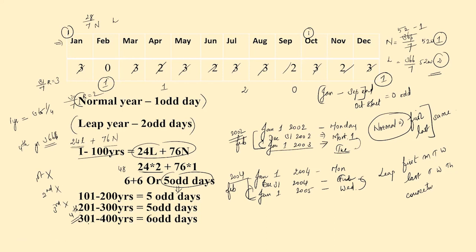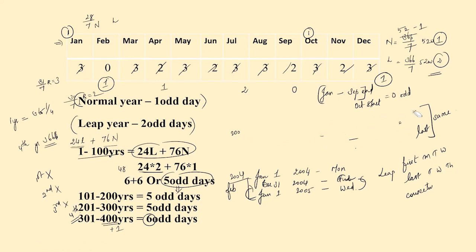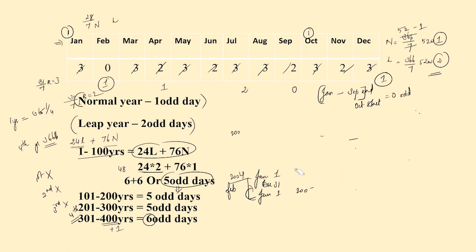And then finally 301 to 400 years. Now remember that 400 is a leap year. That means you'll get 1 extra day here. So 5 plus 1, 6 odd days will be there. But what you actually got to remember from the whole of this is this particular table that I'm going to give you right now. Don't mug this up, my dear. I'm just going to give you a table which you need to remember.